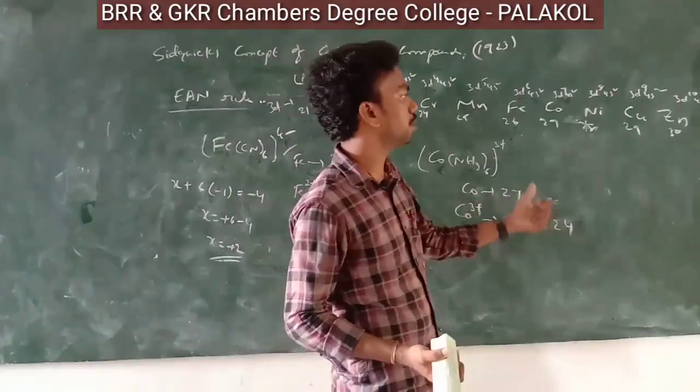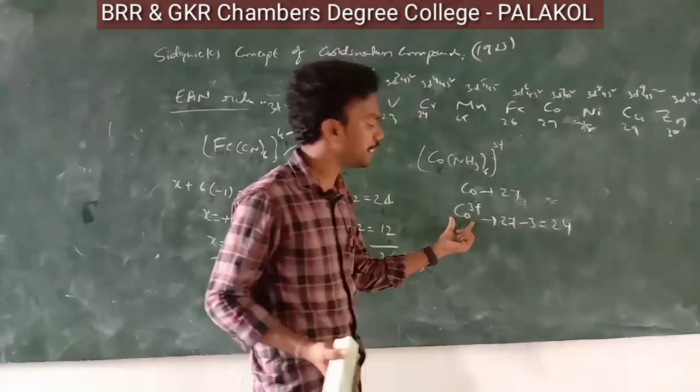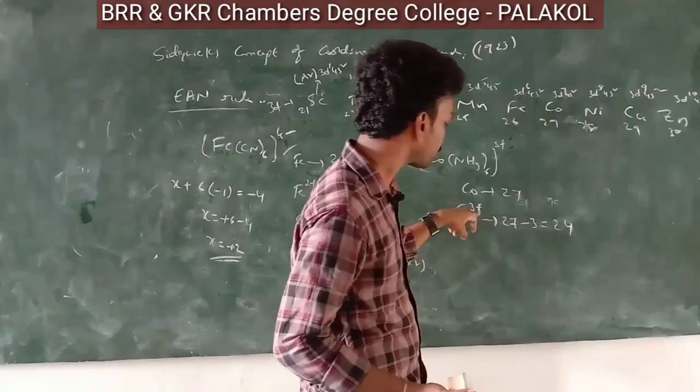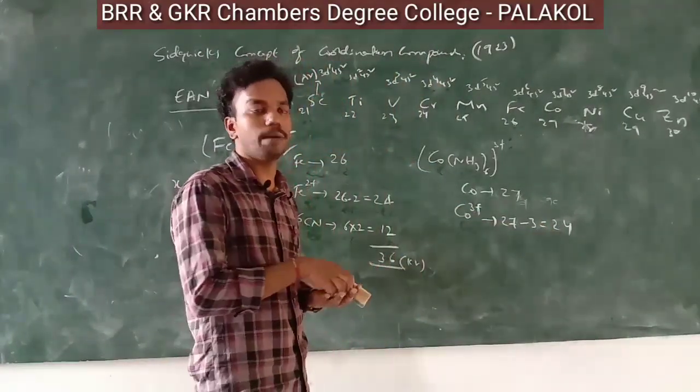Cobalt in the free, neutral state is 3d7 4s2. Cobalt in the ionic state, for example here, is in the +3 oxidation state. +3 means losing 3 electrons. So losing 3 electrons means 27 minus 3, that is 24, plus the number of electrons donated by the ligands.